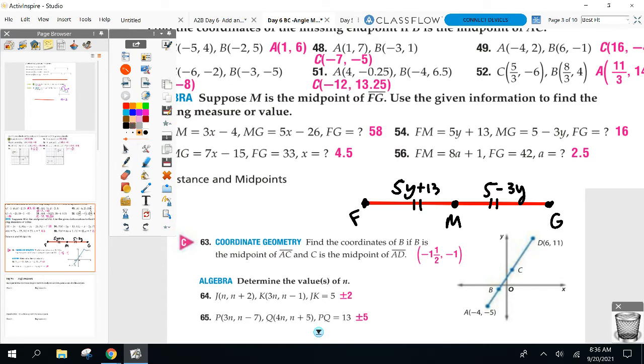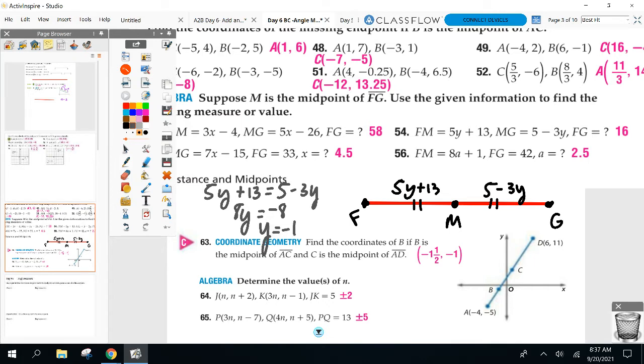So I got to find the length of FG. What do you know about these two that I just wrote on? They're congruent. So what can I do to solve for y? Set them equal to each other. So I can say 5y plus 13 is equal to 5 minus 3y. Solve for y. I think I get 8y over here. If I move the 13 over there, I get negative 8. So the value of y came out to be negative 1.